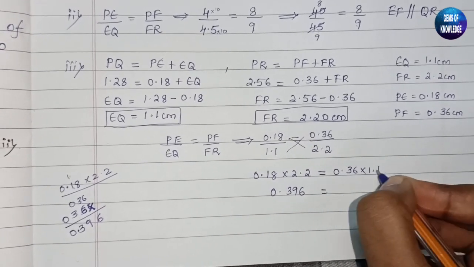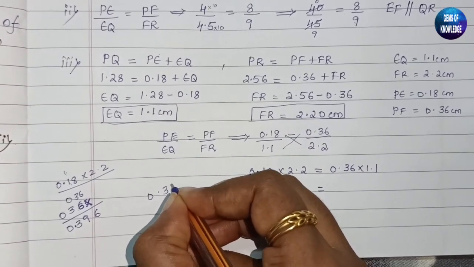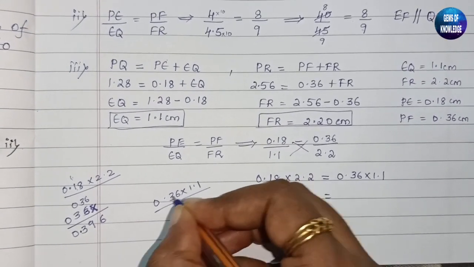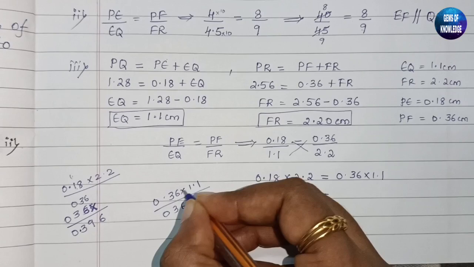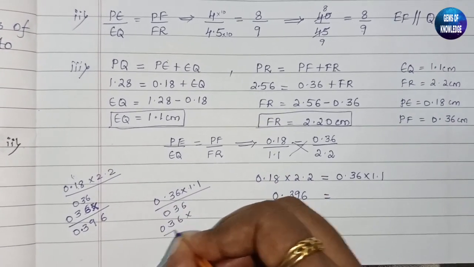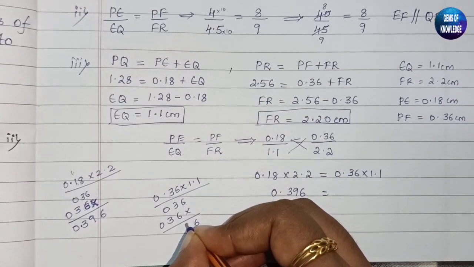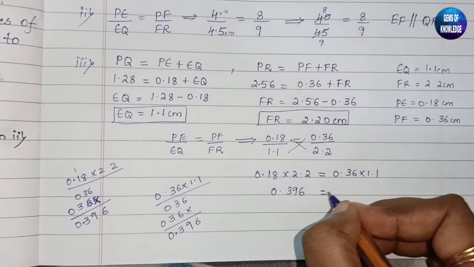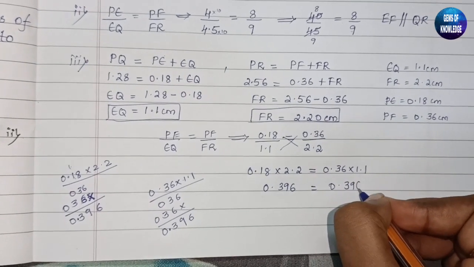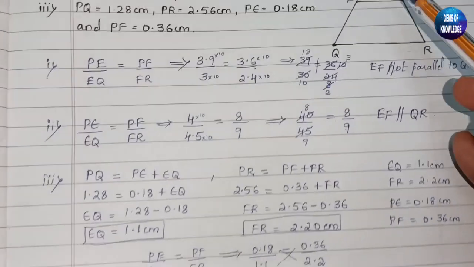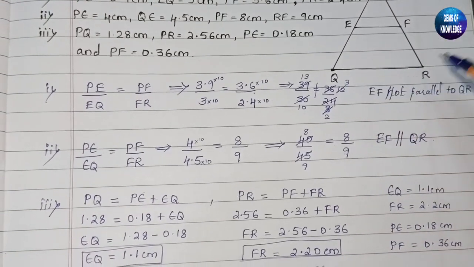It must be equal to the same. Let me see. Again 1 6 is 6, 1 3 is 3, 1 0 is 0. Again 1 6 is 6, 1 3 is 3, 1 0 is 0. So here 6, 9, 3, 0, and again the point will be here. So both are equal, as you can see. So we can say that here also EF is parallel to QR.